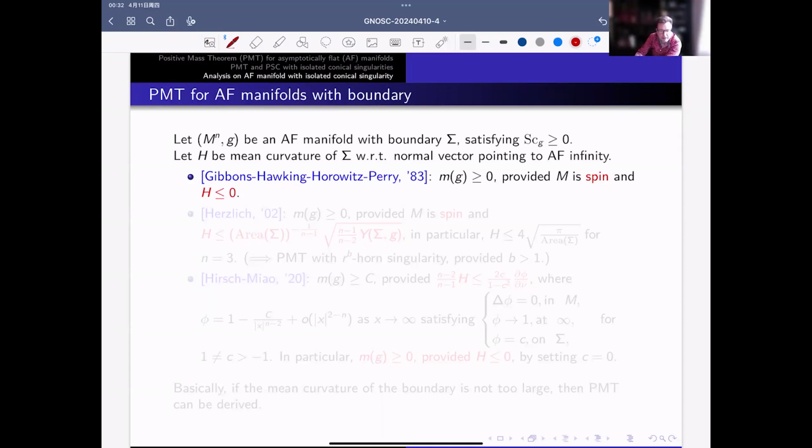One question. Can I ask one question? So is the boundary assumed to be compact, or can it be non-compact? The boundary. Oh, you mean here?